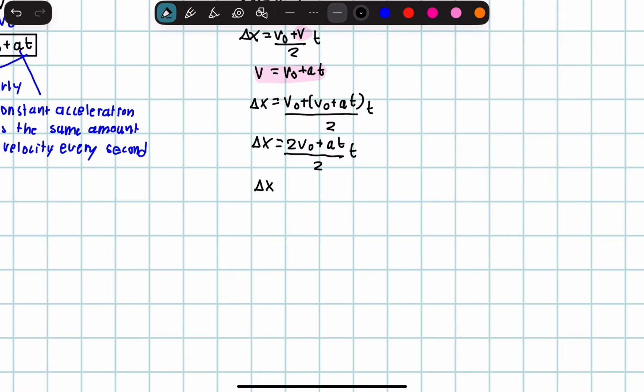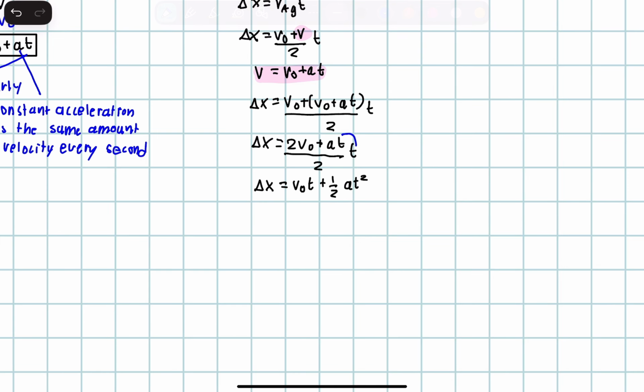And now from here we can cancel out. So we have delta x is equal to v initial t plus 1/2 at squared. And we can see here that if we split this up into two fractions, if this is easier for you to visualize.